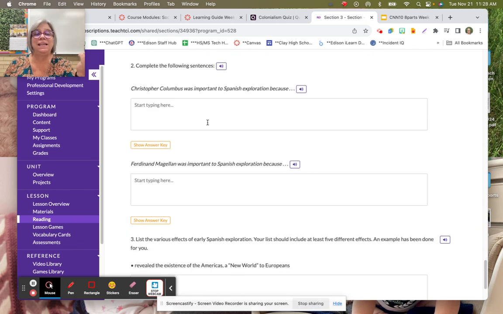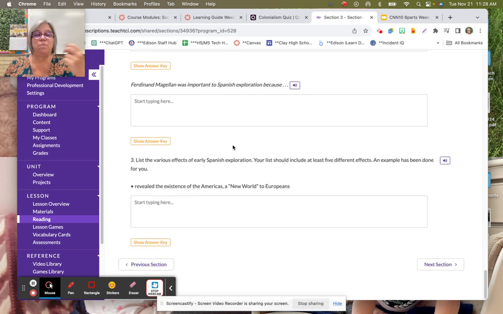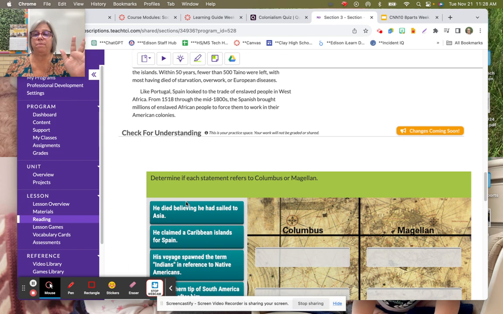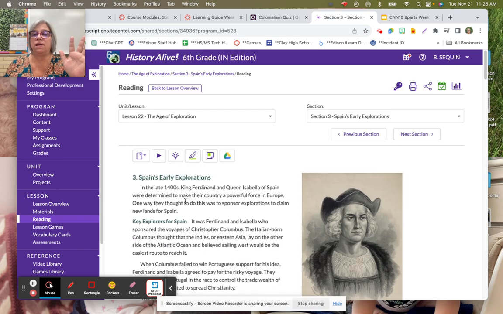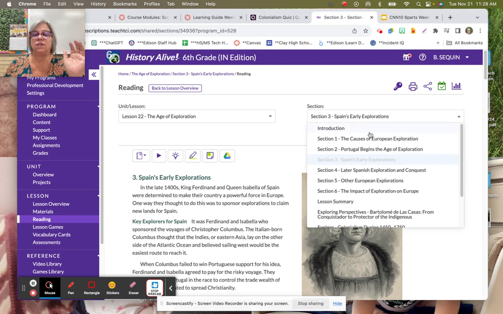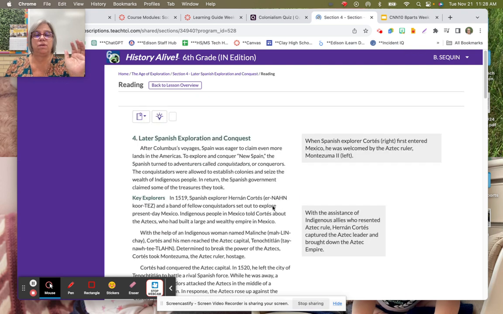You're going to complete these sentences. And for number 3, list the various effects of early Spanish exploration. Your list should include at least 5. So they've included 1 for you. You need 5 more. All right, let's take a look at section 4.